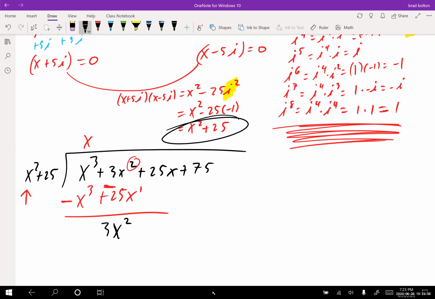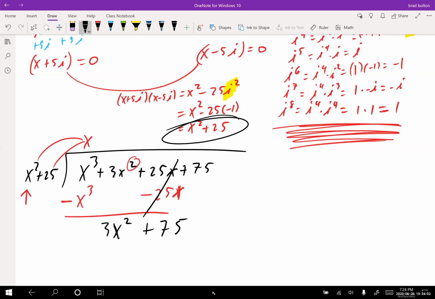And then this 25x actually goes with that, so they actually cancel, right? So what I should have done is I should have written it over here, minus 25x. That's not my fault. I'm just lining up the fact that this skips a power. So now I have 3x squared, that's 0, and I'm going to bring down the 75. I have a feeling the 75 is going to come into play.